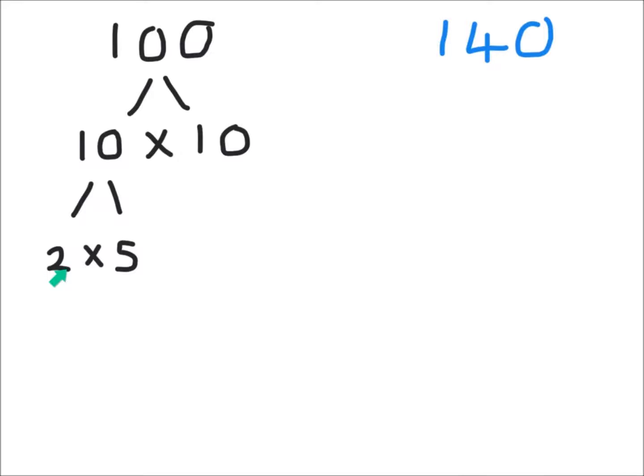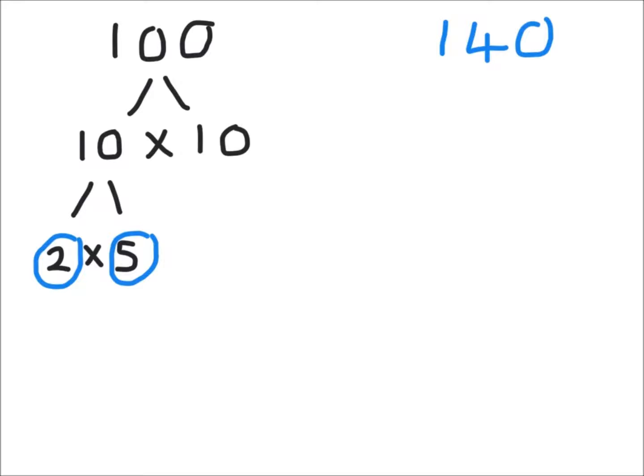Is 2 a prime number? Yes, it is. So we'll circle it. We're finished with that one. Is 5 a prime number? Yes, it is. So we'll circle it. We're finished with that number. Okay, so we're finished with this 10 because we broke it down into 2 multiplied by 5, and they're both prime numbers. We're going to go back up to this 10 that we've not tackled yet.